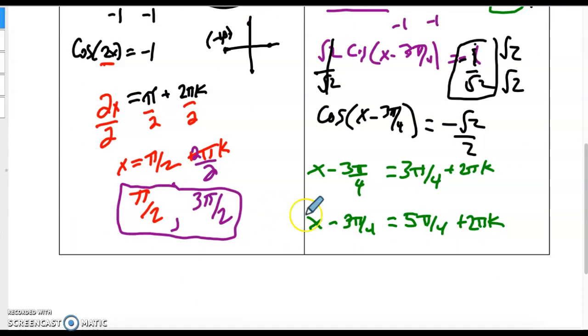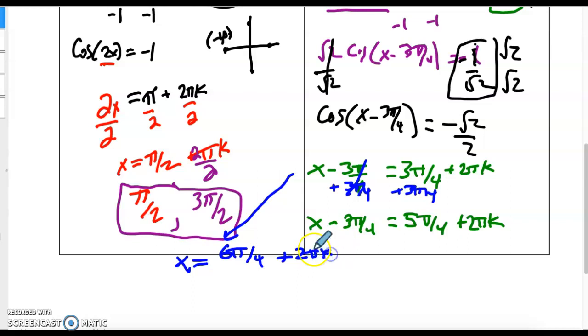I can make adjustments. So I'm going to add 3 pi over 4 to both sides. Boom. That's gone. I'm going to rewrite this answer down here: 3 pi over 4 plus 3 pi over 4 is 6 pi over 4 plus 2 pi k. I'm going to deal with that in a minute. And I do the same thing down here. Plus 3 pi over 4 is going to cancel. This answer I'll write right below it: 5 pi over 4 plus 3 pi over 4 is 8 pi over 4 plus 2 pi k. And so I can do a couple of different things here.